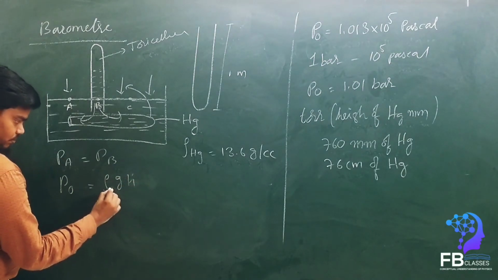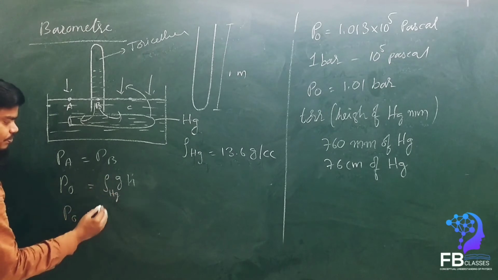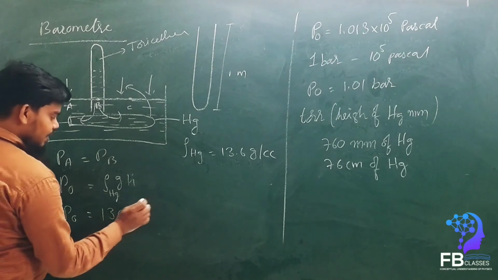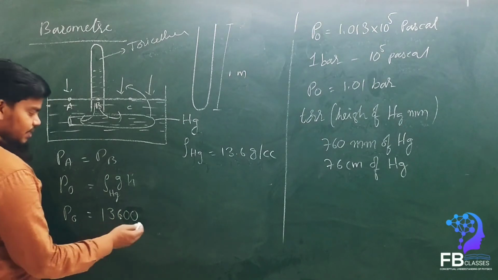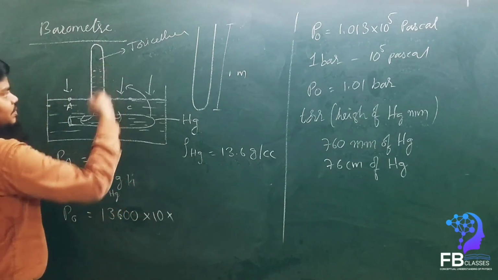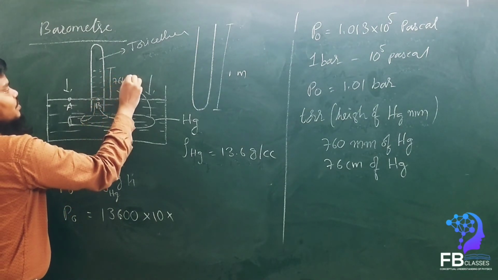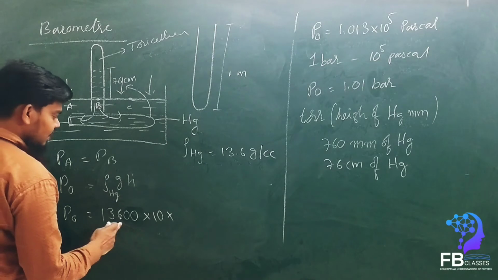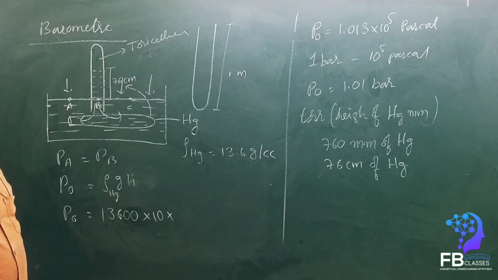Rho is the density of the mercury, because we took mercury. So P0 is equal to rho g h, where rho is 13,600, g is taken as 10, and h is the height. If you measure this height, it will come as 76 centimeters. Doesn't matter, you can take it as centimeters itself, but this centimeter will be converted into meters.